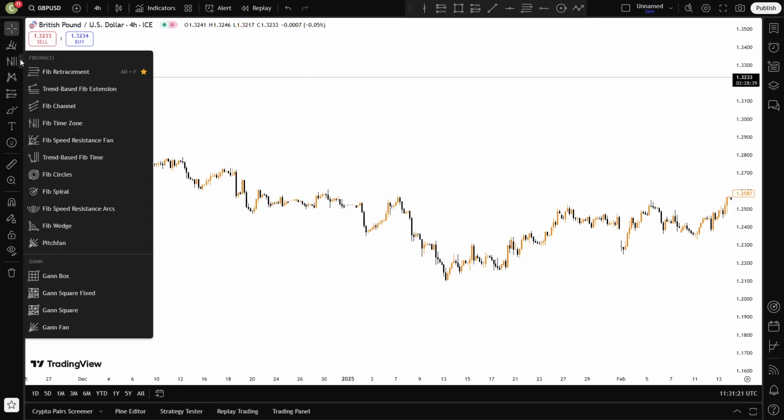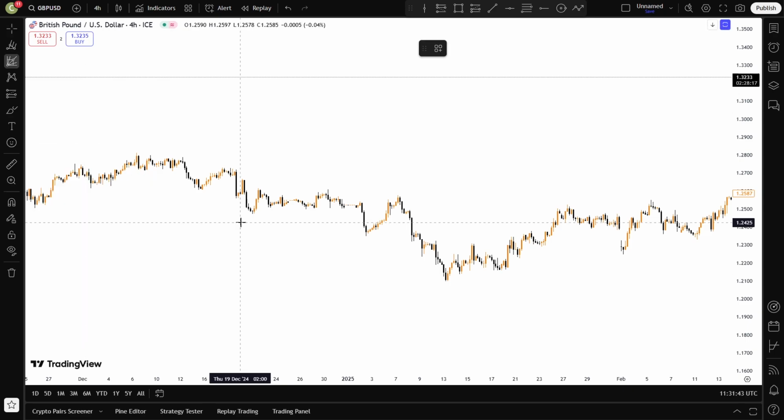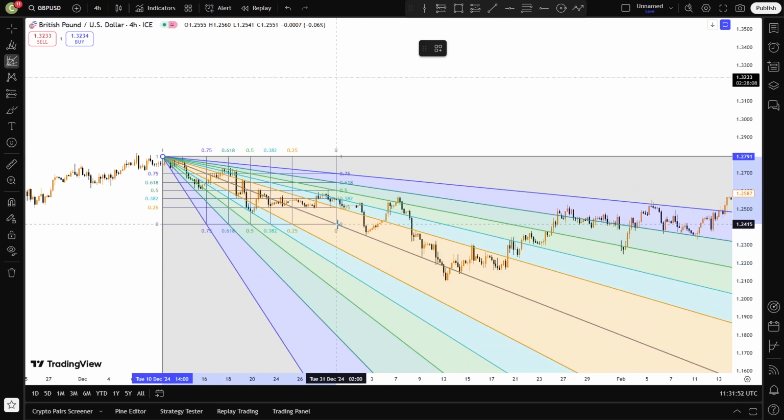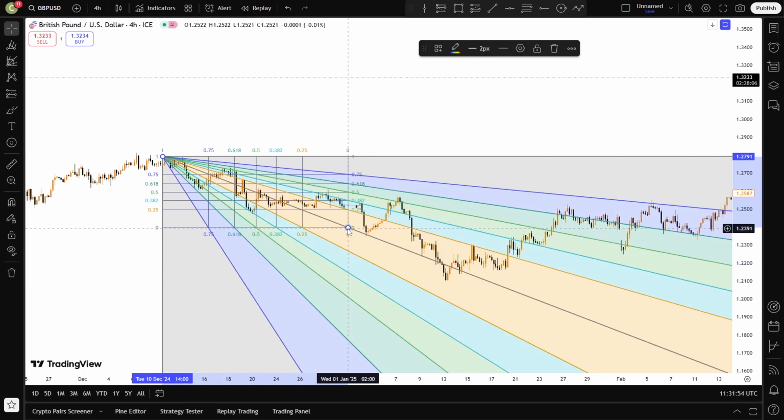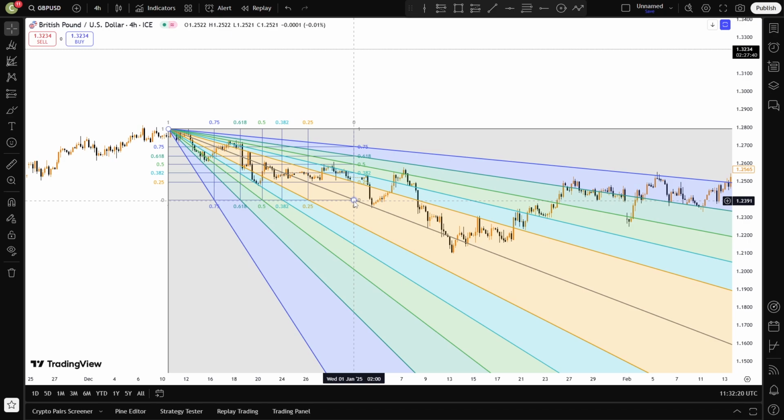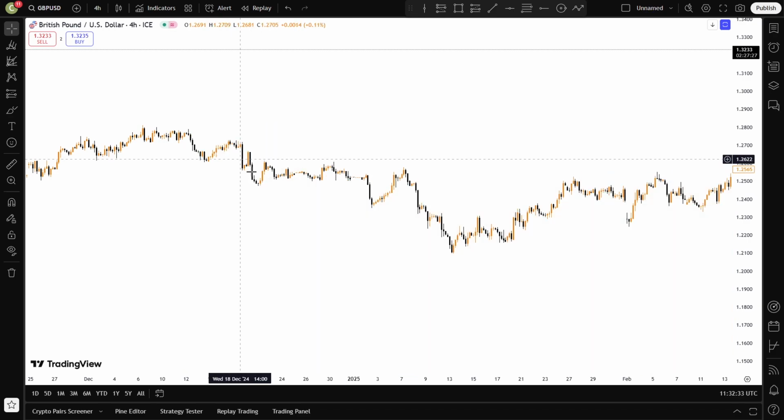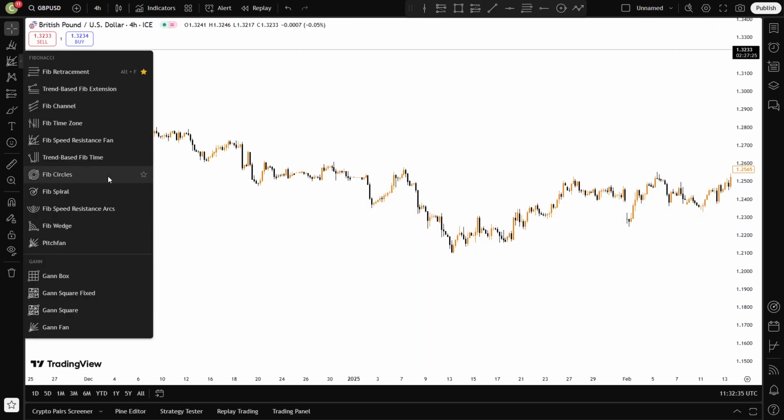Moving on to the next one, we have the fib speed resistance fan. The fib speed resistance fan draws diagonal lines from a trend point using Fibonacci ratios to find support and resistance. As you can see here, these are the diagonal lines, and they are used to find support and resistance levels across the chart.